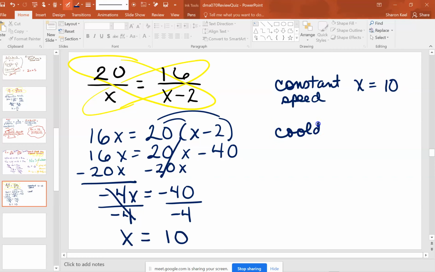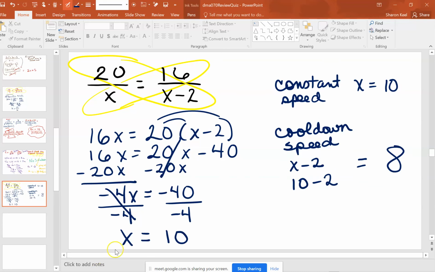For the cool-down speed, that was x minus 2, which is 10 minus 2. So the cool-down speed is going to be 8. Okay?